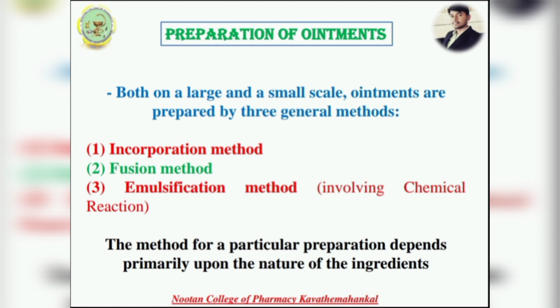The next topic is the preparation of the ointment. On both a large and a small scale, ointments are prepared by three general methods. First is the incorporation method. Second is the fusion method. Third is the emulsification method, as well as methods involving chemical reaction. The method for a particular preparation depends primarily upon the nature of the ingredients. These are the formulation methods for the preparation of the ointment. We will learn them step by step.